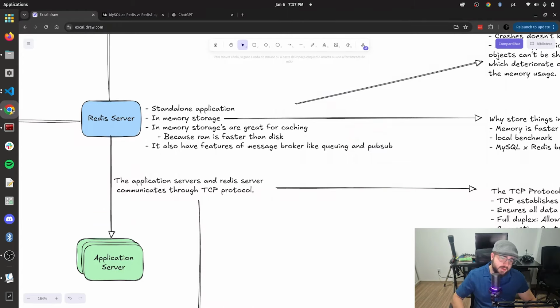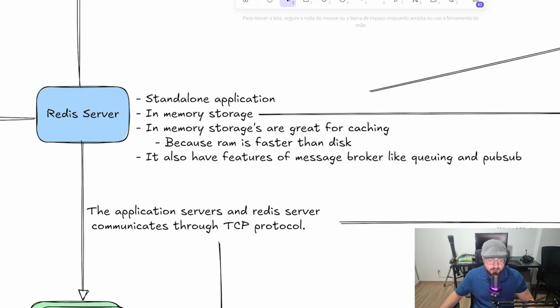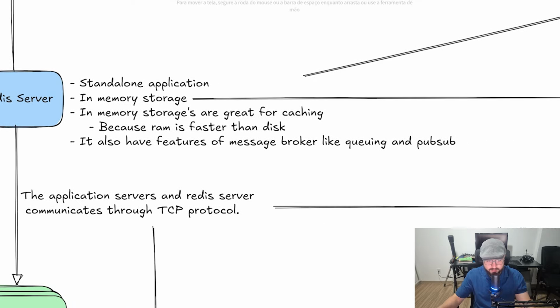What's up, everyone? I've implemented a lightweight version of Redis, and I would like to share and study with you everything that I learned during this process. The first thing is to deeply understand what a Redis application is. It is a standalone application, and it is an in-memory storage, and in-memory storages are great for caching. Those are the main capabilities of Redis.